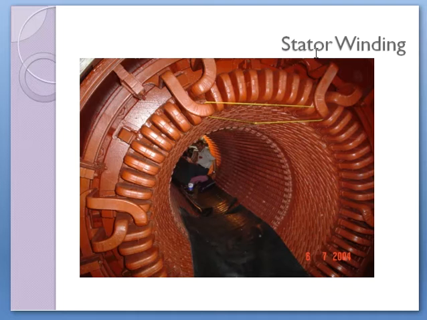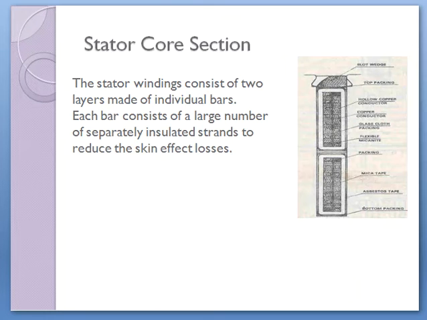Here we can see that this is the stator, and these are all the windings which are already inserted in the stator slots. When these windings are brought to the external, you can see that they are being transposed in order to minimize the losses, and the stator windings consist of two layers. These are the stator slots which have two layers made of individual bars. Each bar consists of a large number of separately insulated strands to reduce the skin effect losses.